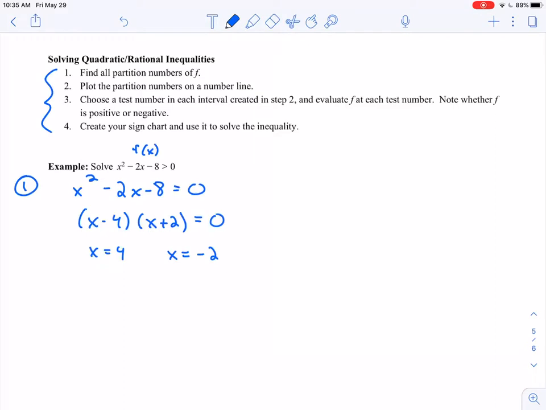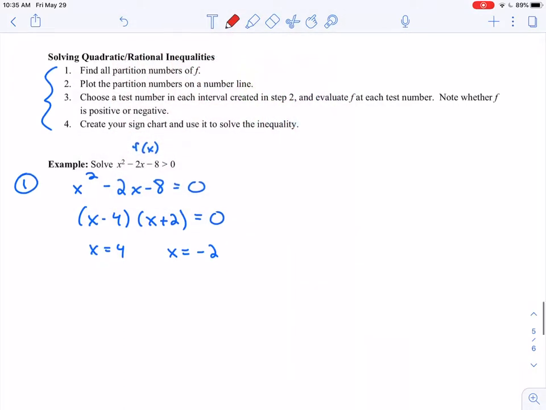Step number 2 says we want to plot the partition numbers on a number line. So I'm just going to construct a number line here, and I'm going to put negative 2 and 4, my two partition numbers, on here. And maybe I'll just note over here that I'm talking about the function f of x. But that's really all I need to do in step 2. We're going to come back to this later on in the next steps.